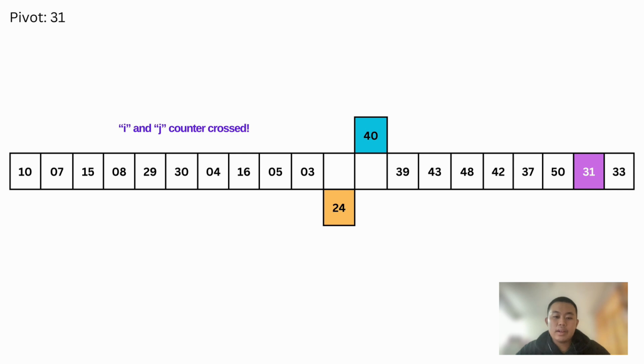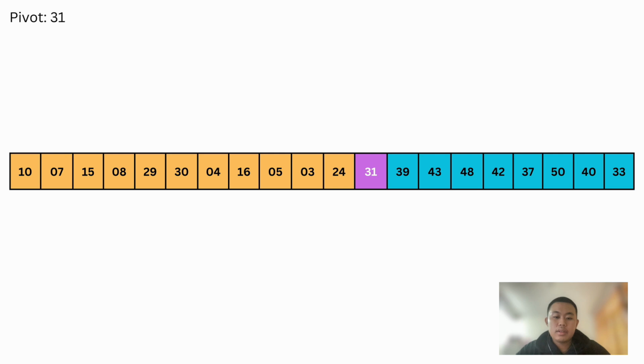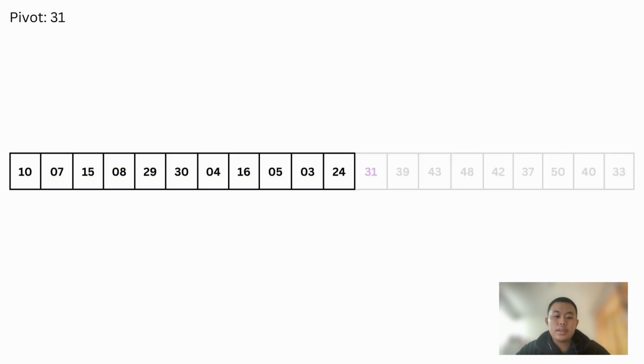Here the I and J counter have already crossed, so now we would have to swap the I counter with the pivot. And then place the J counter to the left of the pivot. And now we have created a new partition. So now we will do the same process to the left partition.